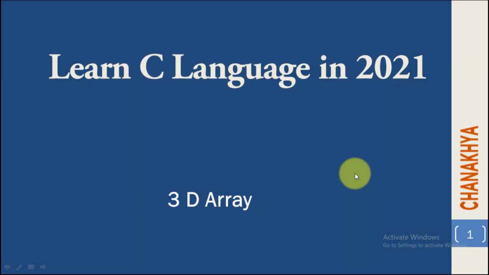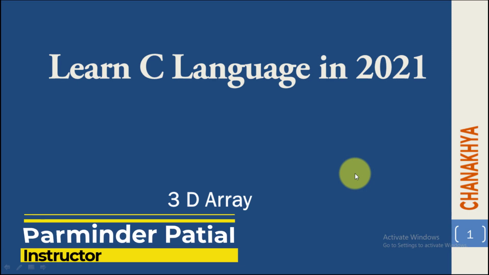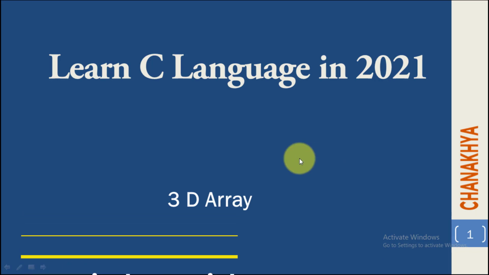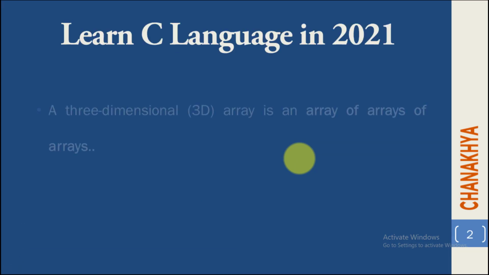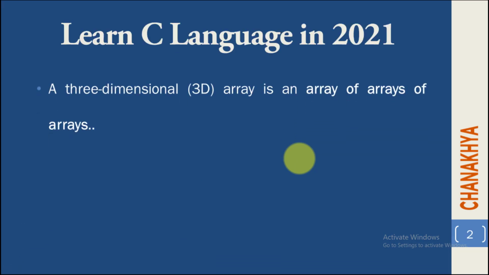Hey, welcome back once again. In this video we are going to learn about the three-dimensional array in C language. So first of all we need to understand C three-dimensional arrays. We can say that a three-dimensional array is an array of arrays of arrays. As in the case of a two-dimensional array, that was an array of arrays, whereas the three-dimensional array is an array of arrays of arrays.